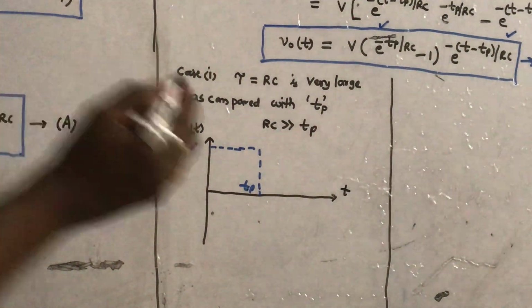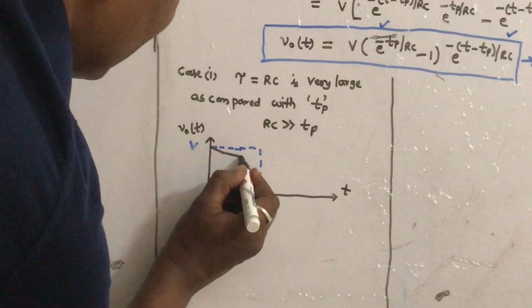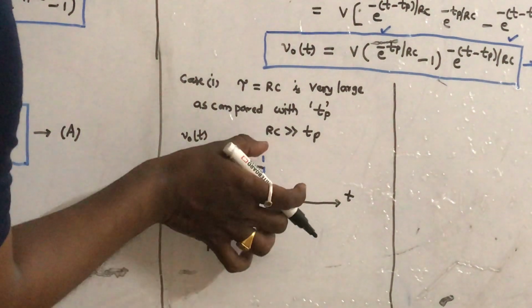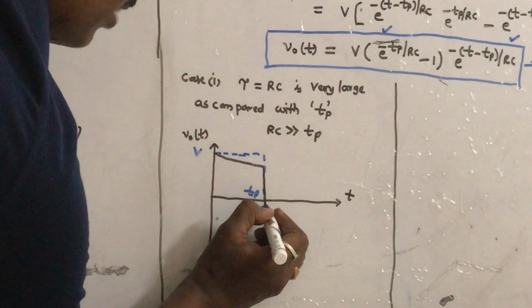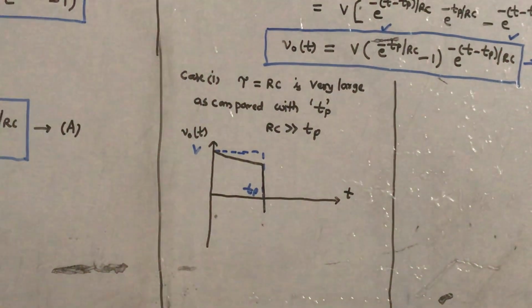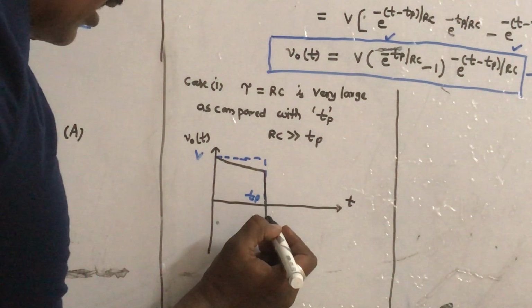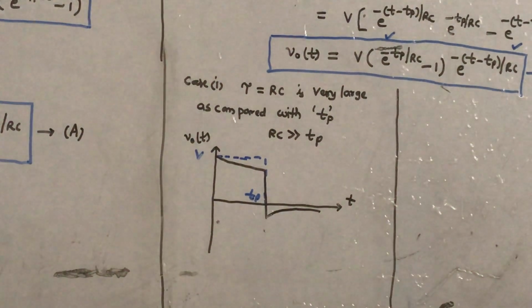Since the time constant is very large, the output voltage across the resistor decreases very slowly. By the time it reaches Tp, the input voltage changes by V volts, so therefore the output voltage also changes by V volts. Now after this time the input voltage is 0, so the output voltage starts decreasing exponentially towards 0.